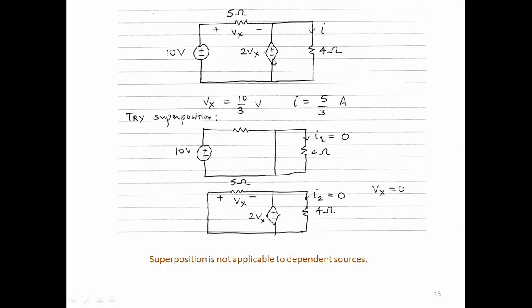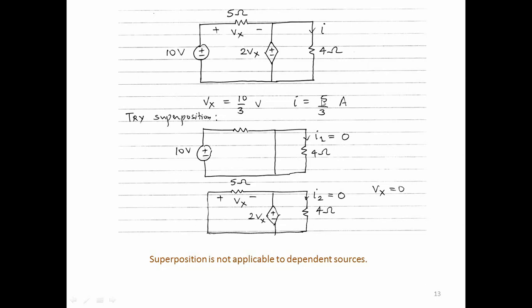Then we say, what is the current I due to this dependent source while removing this voltage source? We short circuit this and we have this circuit. What is the current in this circuit? You check this. I'm going to come back to this circuit later, so I'm not discussing it. But you check this circuit. The answer is that I2 is 0. So I1 plus I2 is 0 if we apply superposition to a dependent source.